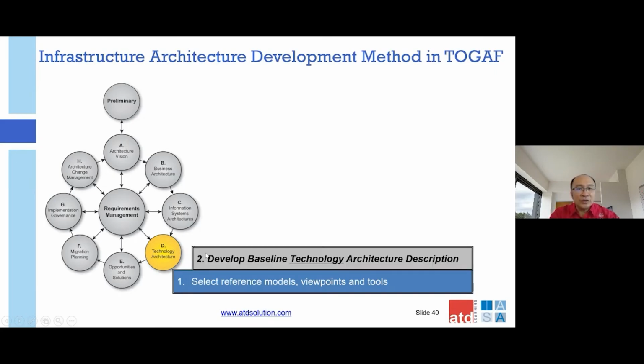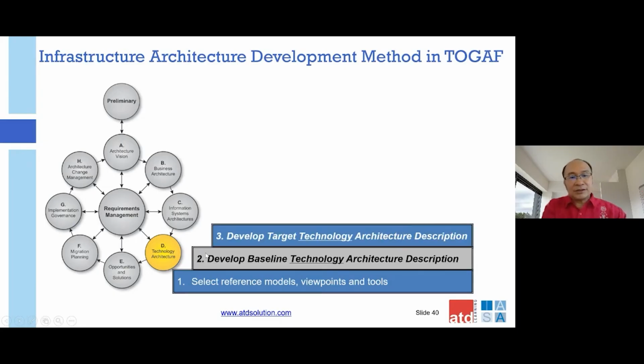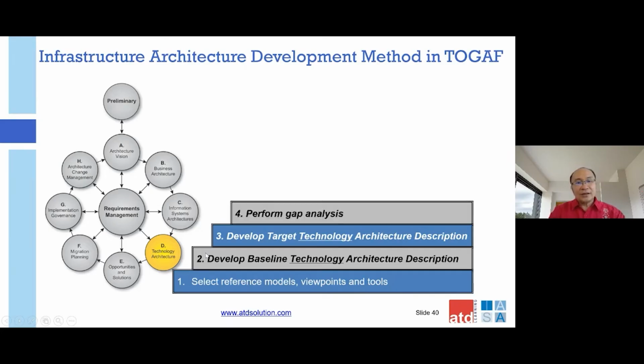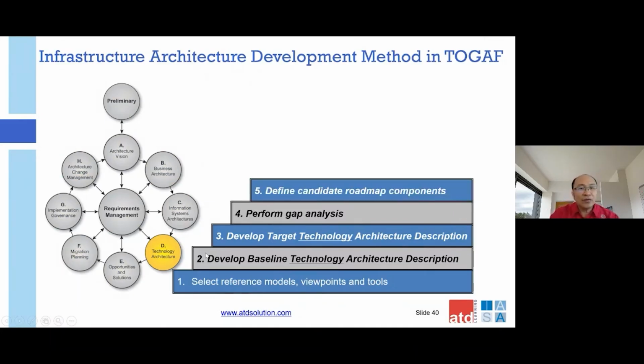Then once we understand the baseline, we look at the target. Because for the target, we know from A, B, and C, the previous phases, what things we need to change. Then after that, we understand the gap. Gap means something that we don't have, that we need to change. Then from there, we need to find a candidate roadmap for our components. So what are the things that we also need to change to be implemented.